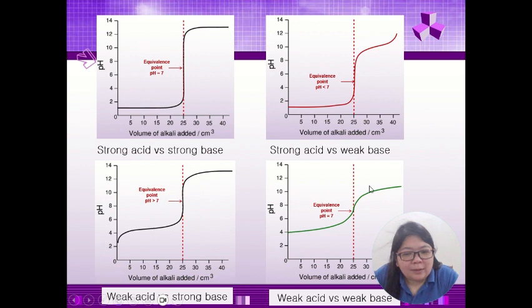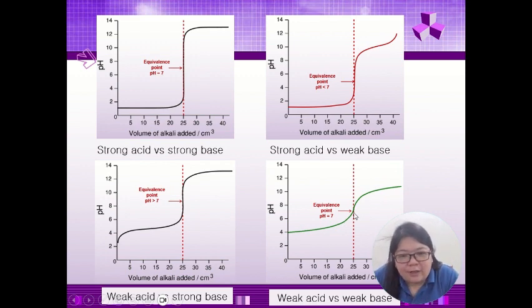Now, there's another one, the last one, the weak acid versus weak base titration curve. Here you see that it's the combination of this part and this part from the other two curves. Because we now have weak acid, this part will be the same as a weak acid, and the last part will be the same as a weak base.